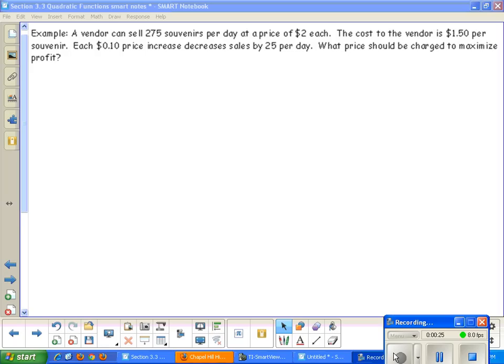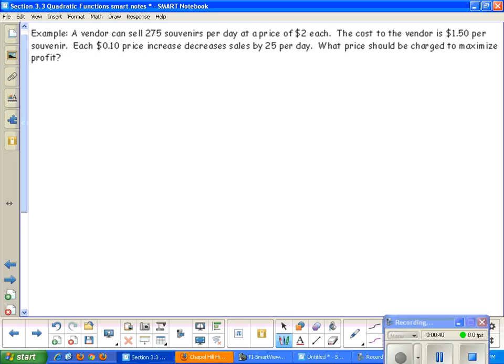So this equation is a little bit harder because we have a couple of different things that we have to go through when solving. The first thing I like to do is just think about the entire equation and what we are trying to do. So we're trying to figure out the profit per day and the price that we want to make each souvenir to get the maximum profit per day.